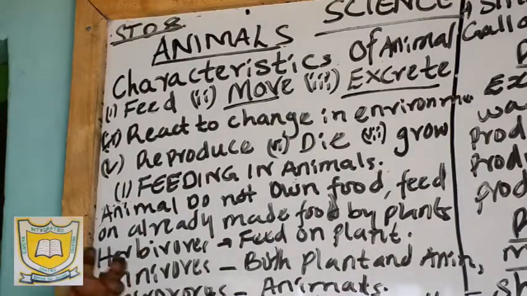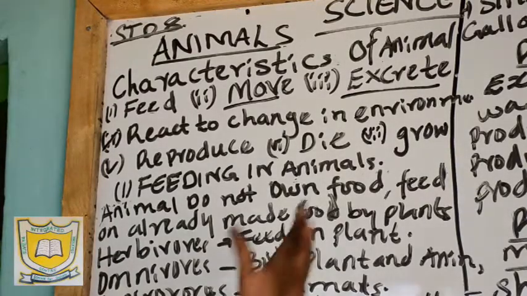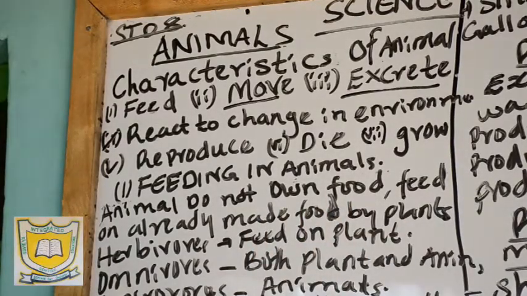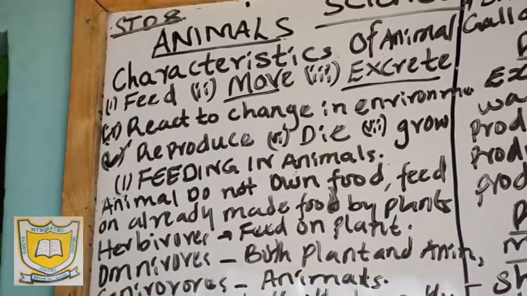If there is warmth, what happens to this animal? You may get an animal moving from one zone to another because of high temperature, or moving from one zone to another because of low temperature. Then also, animals reproduce. Reproduction is the giving birth of young ones. All animals give birth to young ones, that is, they multiply.